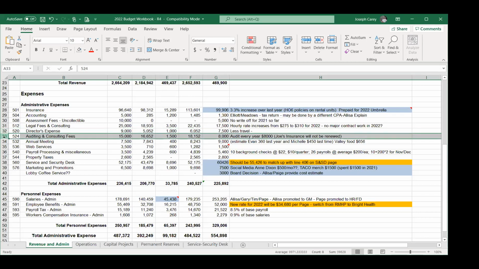Okay, so auditing and consulting fees, this was my costs plus our audit costs. We went a little over budget on it, but all of my costs go away next year, so we're down to just the audit with Todd Beckstead up in Grand Junction, so we'll lower that budget to 8,000.